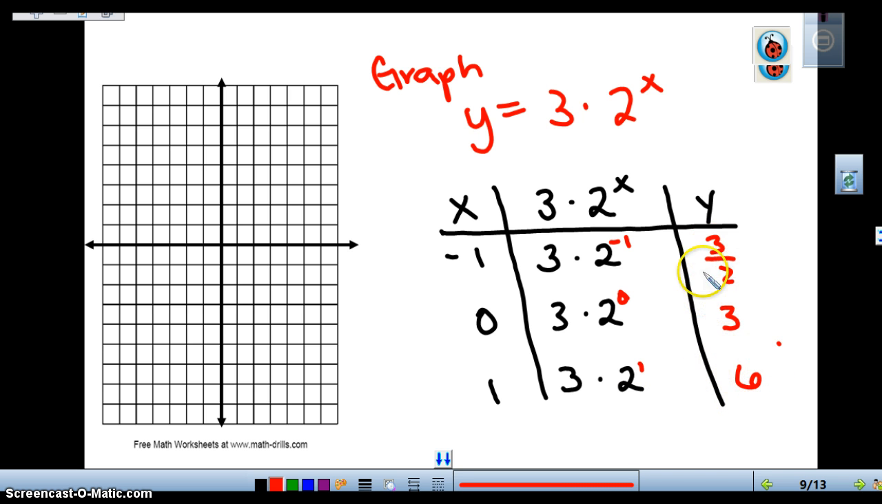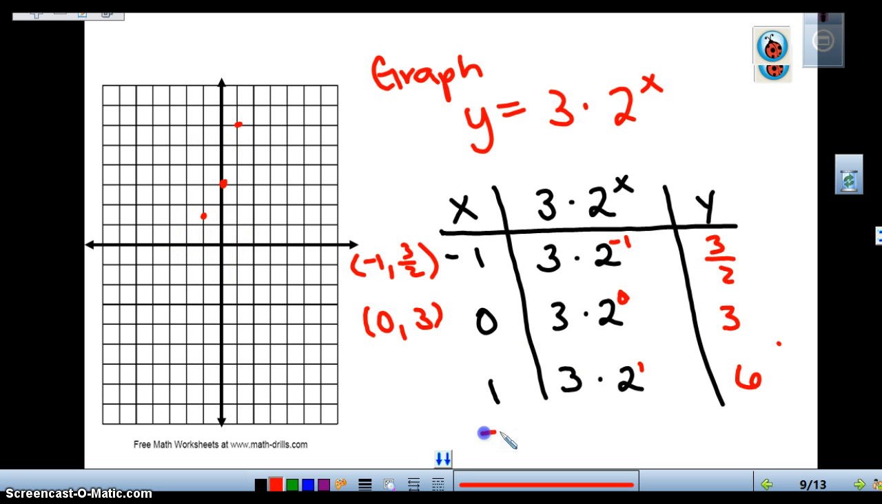Can we plot these points? Can we plot -1 and 3 over 2? Yes. -1 and 3 over 2 is the same thing as 1.5, right? What about 0, 3? What about 1 and 6? Yes or no?